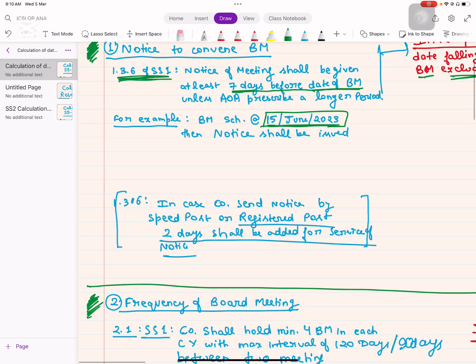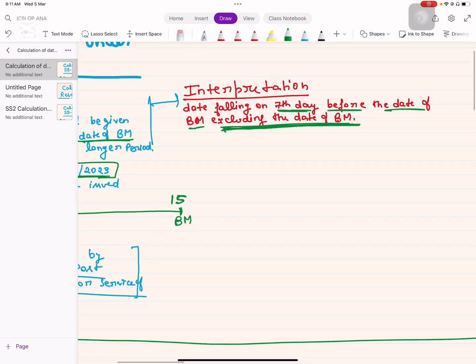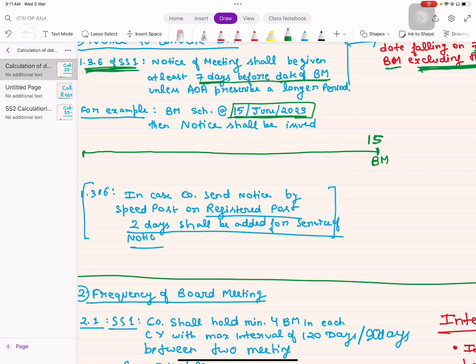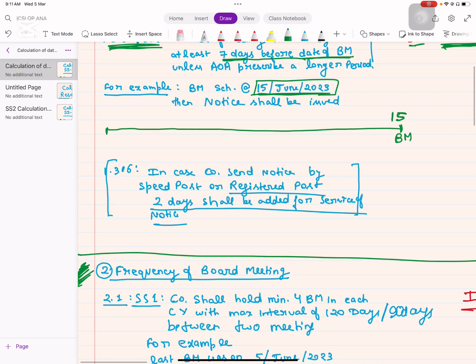Now how will you calculate? First, you will draw a timeline. Now board meeting is scheduled on 15th June. I will write 15 here, the board meeting. Now since the date of board meeting is excluded and the 7th day will be our answer, hence we will start counting backwards from the 14th June. How will we do it? First, we will write the 7th day like BM, 1, 2, 3, 4, 5, 6, 7. Now we will write the dates: 15, 14, 13, 12, 11, 10, 9, 8.